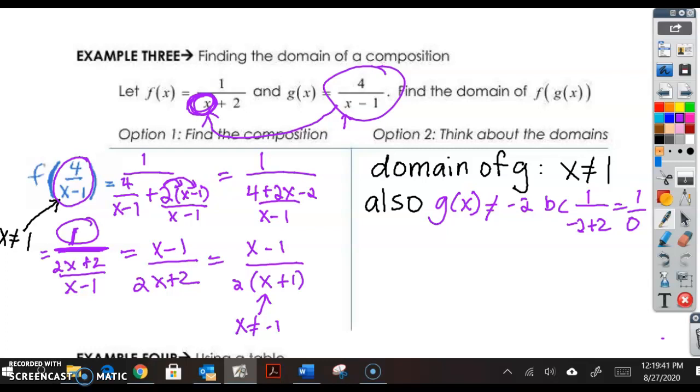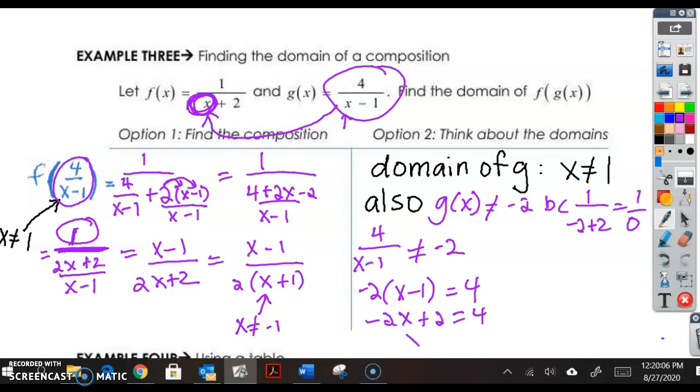So I'm going to go ahead and set my input not equal to negative 2. Now, I'm going to solve this, and this is algebra. You might have a question about this, but I'm just going to go kind of quickly. x minus 1 equals negative 2 times 4, so x minus 1 equals 4 over negative 2, and x plus 2 equals 4, so x is negative 1. All right, so it can't be. So we're getting the same answer here. x can't be 1, x can't be negative 1.